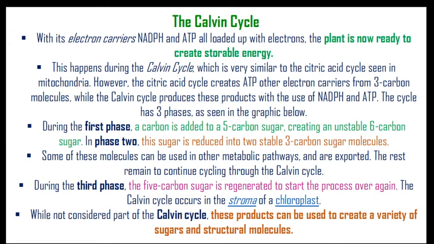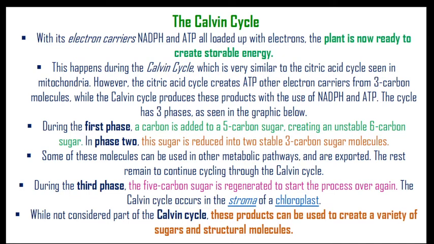So here is the first photosystem, then the second photosystem, and then the first photosystem, and whatever the splitting of water molecule into ions. And after all these steps, there is the Calvin cycle with its electron carriers NADPH and ATP all loaded up with electrons. The plant is now ready to create storable energy. So storable energy means what?